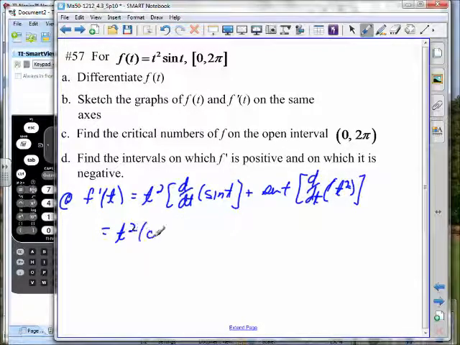So t squared times cosine t plus sine t times 2t. So I'm going to put that in parentheses to remind me that it's not sine t 2t. 2t for t. Okay.